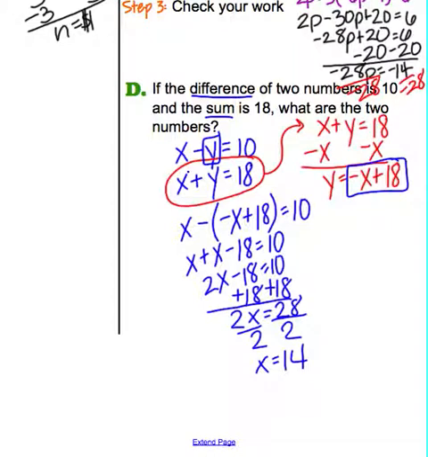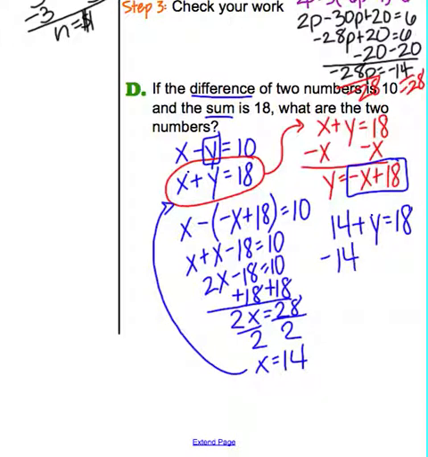So now I need to put that back into the original starting equation, back here. And we see that x, which is equal to 14, plus y is equal to 18. Subtract 14, giving me y is equal to 4. So if you check that, you will see that those work, because if we subtract 14 minus 4, we get 10, and 14 plus 4 does equal 18.